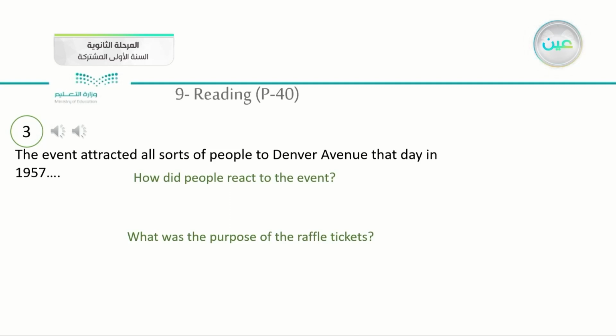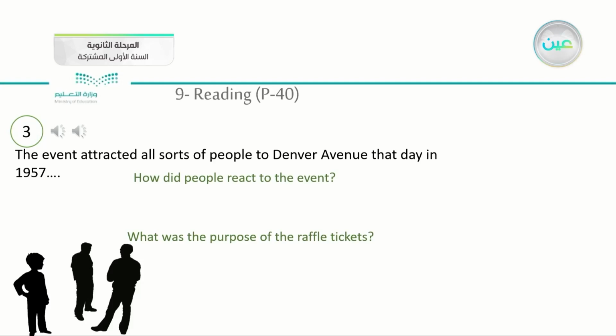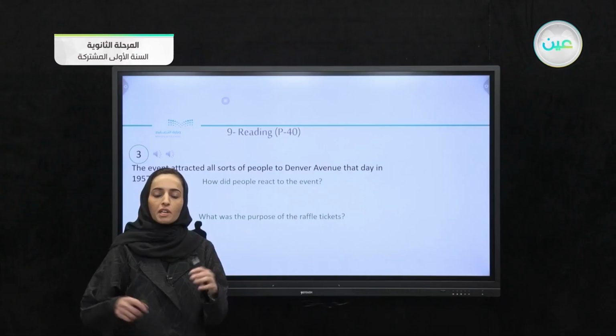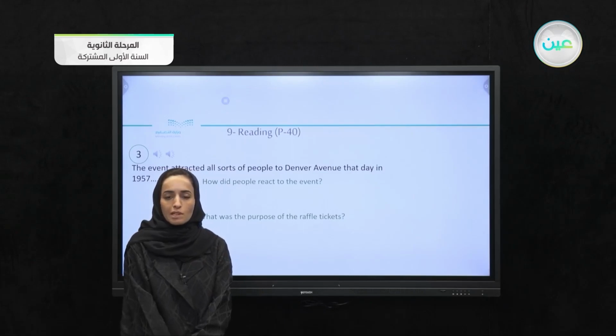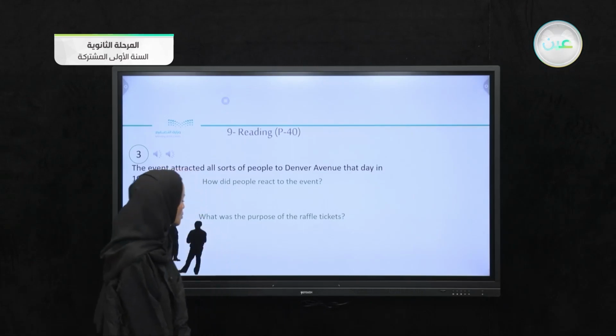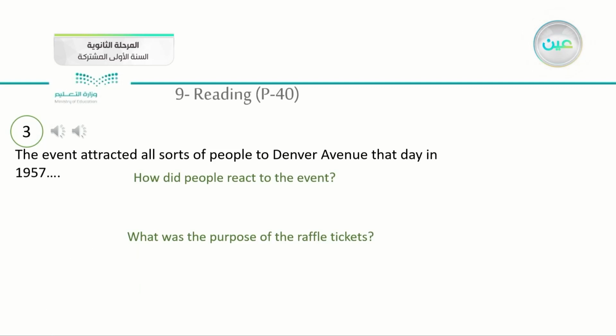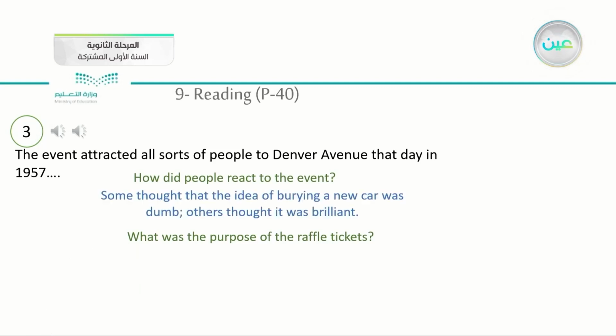So, how did people react to the event itself, burying the car? Did everyone think it was a brilliant idea? As usual, people had different thoughts. Some people thought that the idea of burying a new car was dumb. They didn't like the idea. However, others thought it was brilliant. So some liked it and others disliked it.